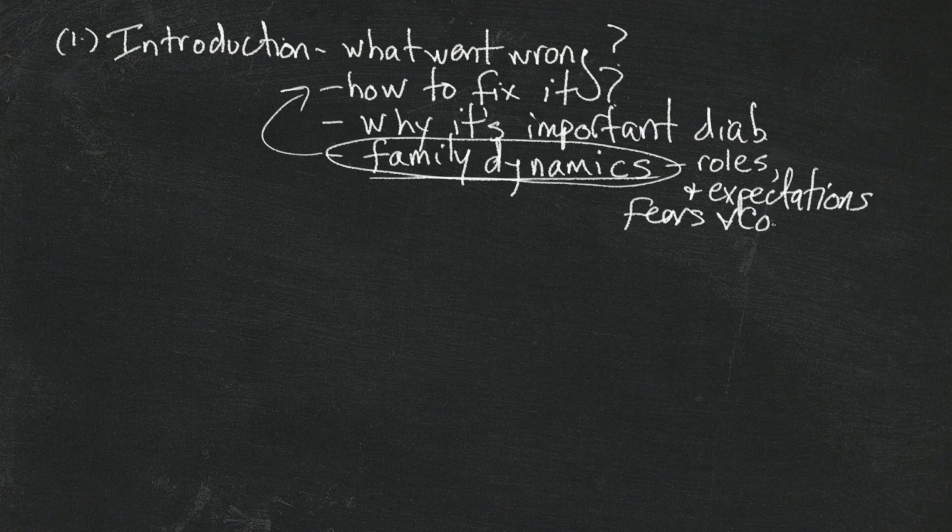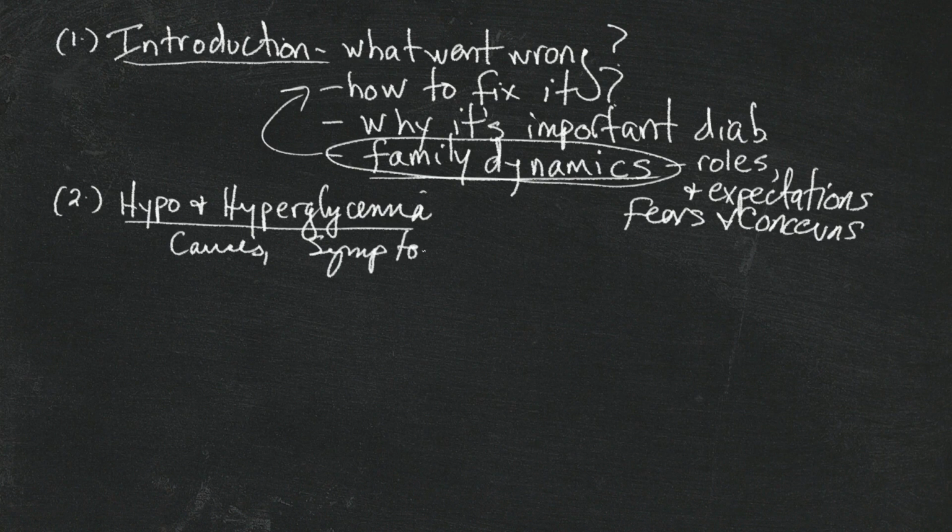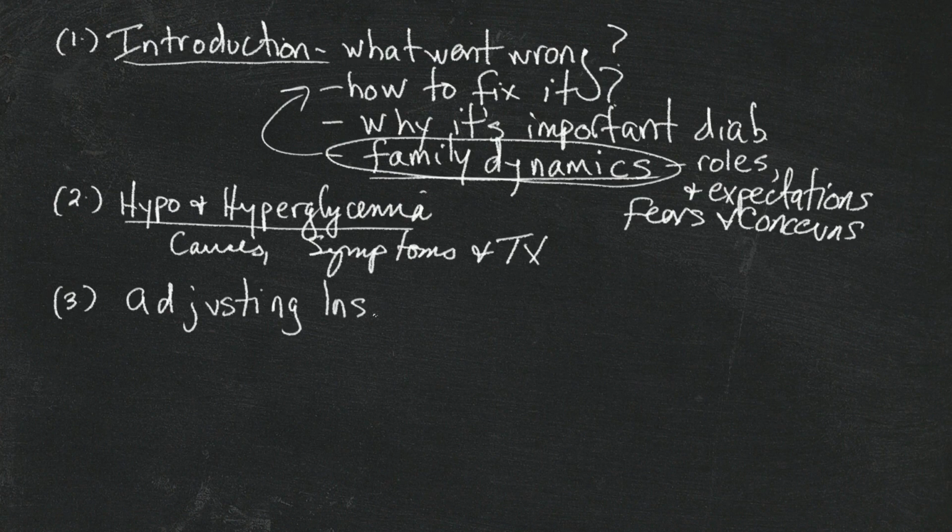Cool. Next, we'll talk about hypo and hyperglycemia. And we'll just go through the causes, symptoms, and treatment. And after hypo and hyperglycemia, we'll talk about adjusting insulin doses. Now, this has a few stages to it because there's a lot involved in adjusting insulin doses.